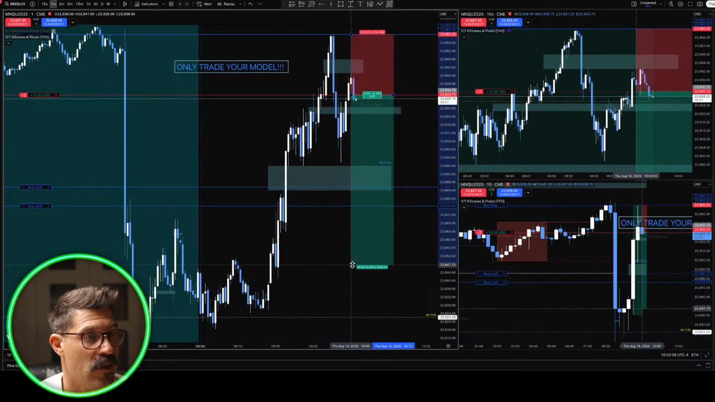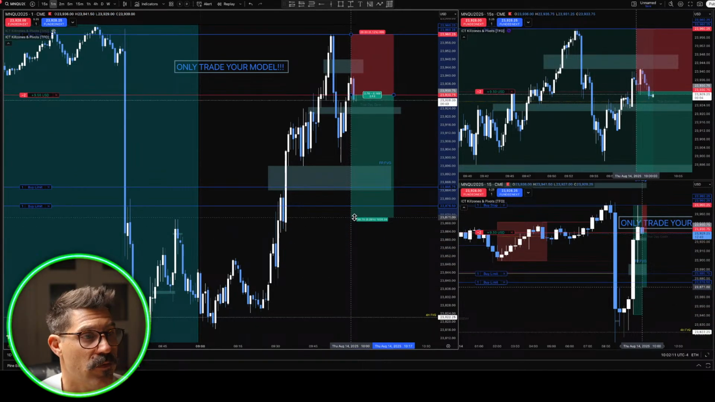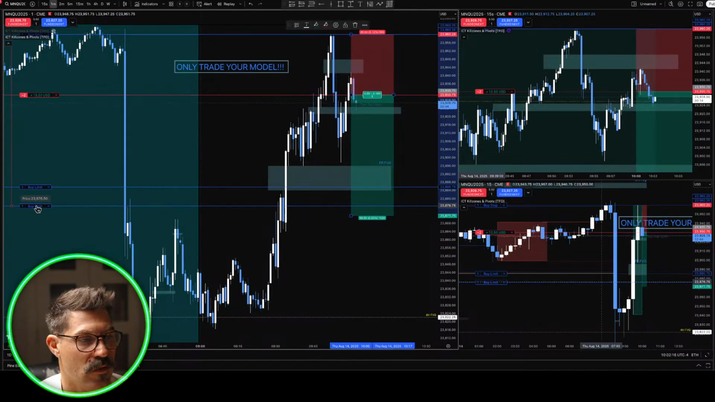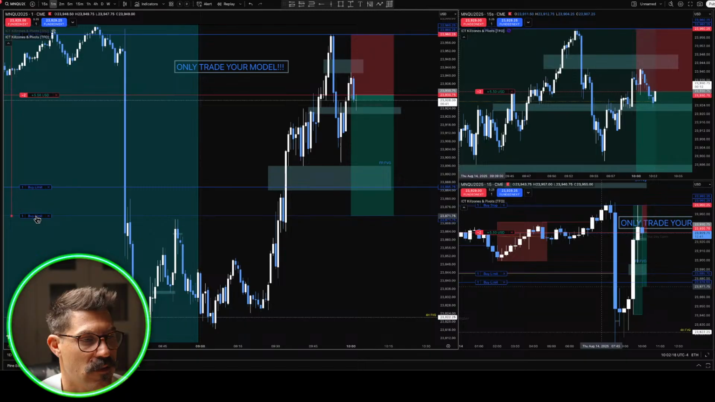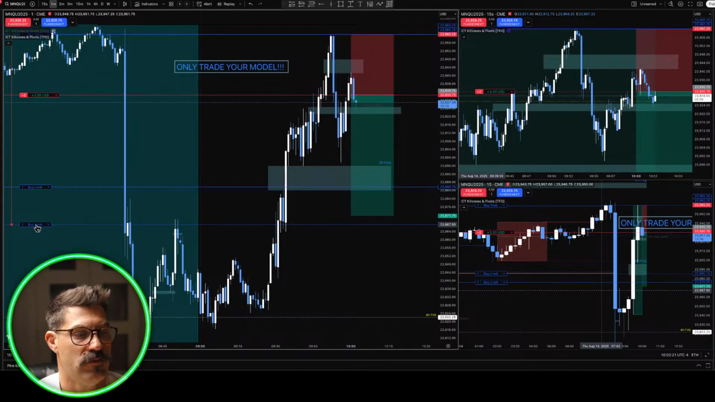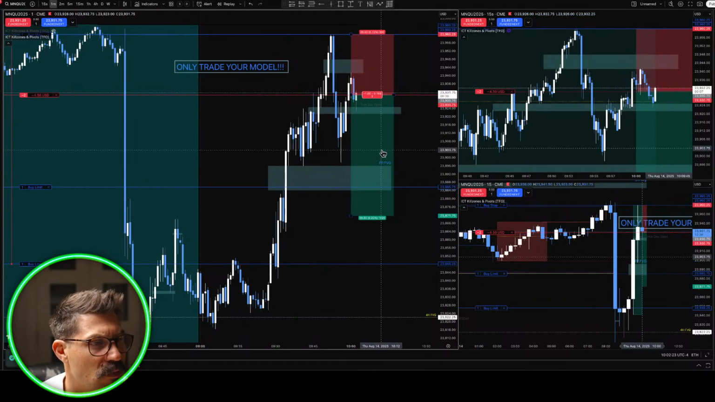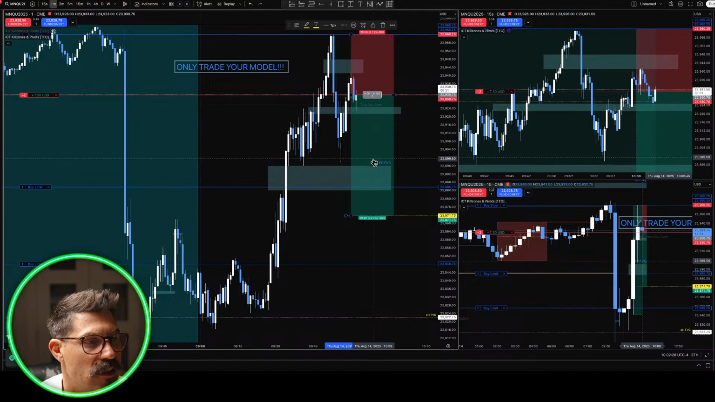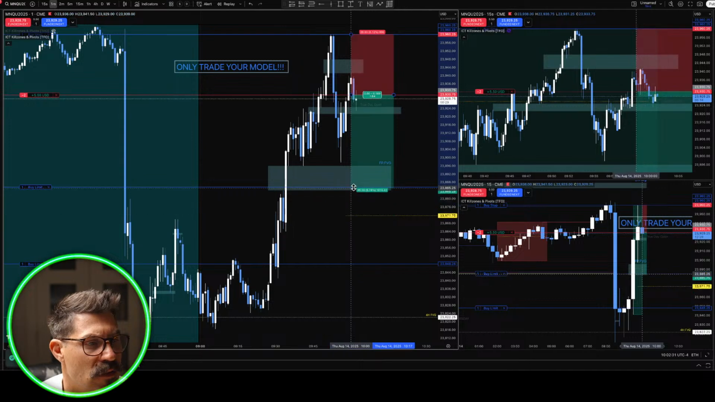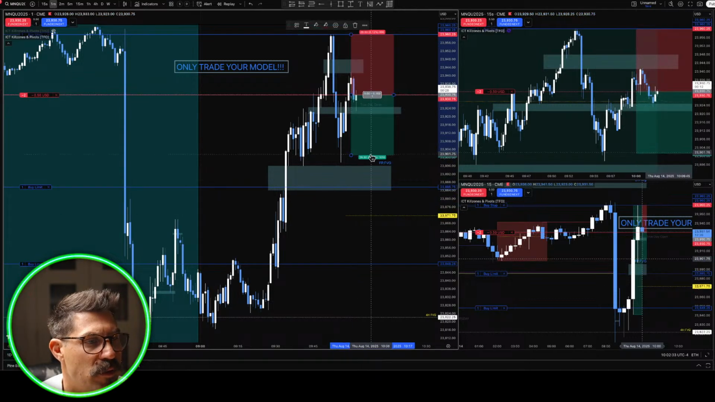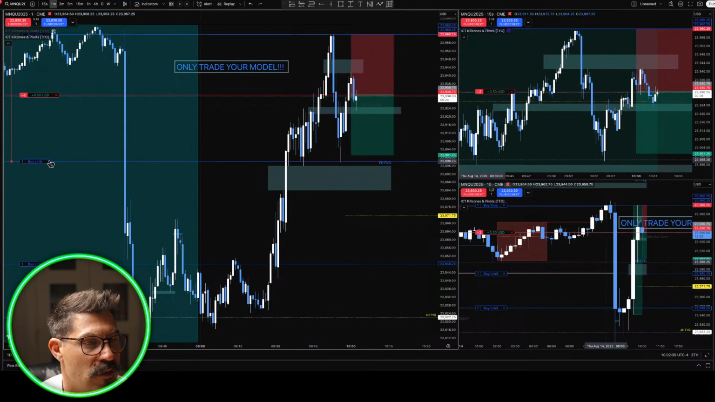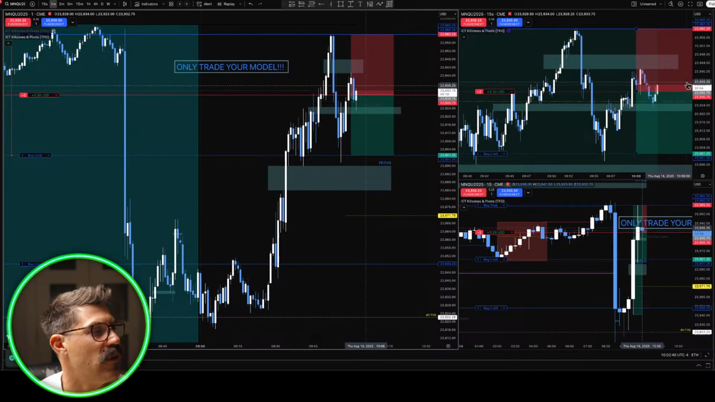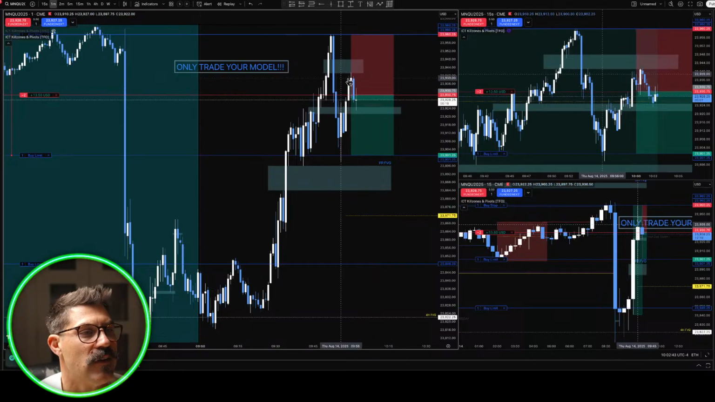$29. Two R's there. I'm gonna have to put a line on. Two R's here, one would be here. Let's see if we can get that 1R. This doesn't look good though on the 15-second.